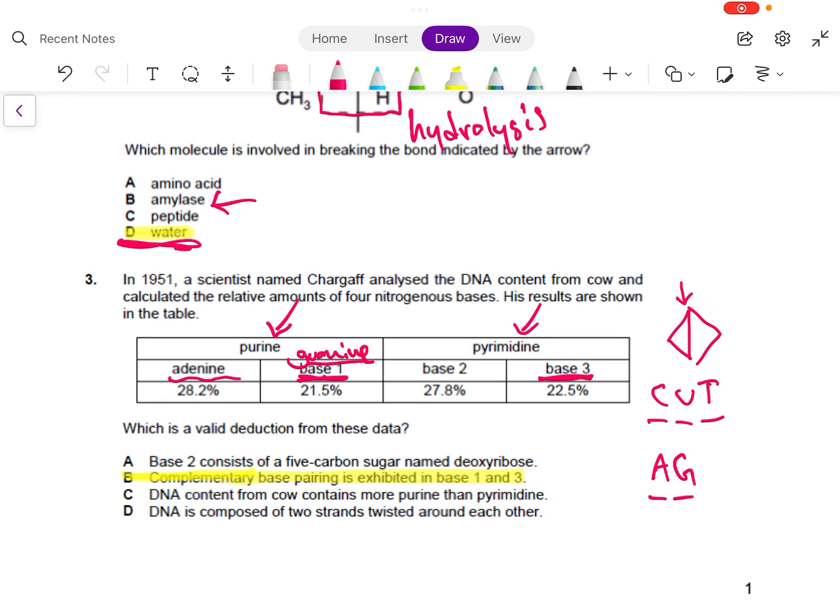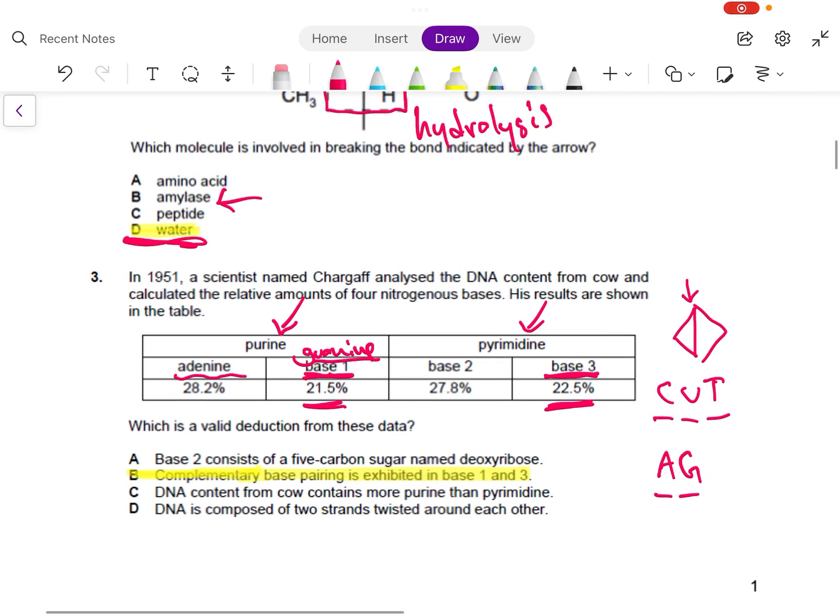How do we tell? So this is guanine. We see that it's 21.5. It's very similar to this 22.5. At least it is the most similar. So likely there's some form of complementary base pairing, and I suspect that this is C. This is likely T. We see that the percentage between these two are the most similar. So likely there is some complementary base pairing between these two bases. So best answer is B.